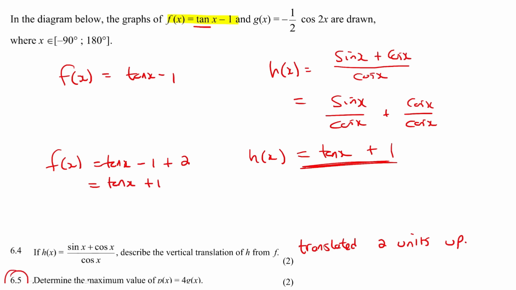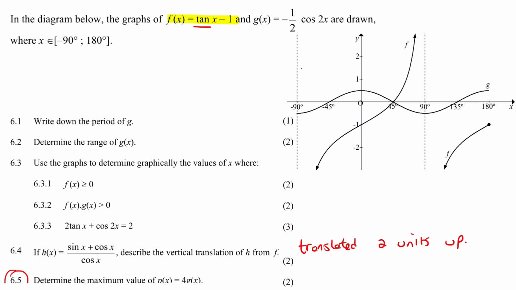This one, determine the maximum value of p if it's 4 times g. Well, if you look at the graph of g, it's the cos graph. What is its maximum value at the moment? Well, its maximum value is a half. So if you take 4 times that, well, that's just going to give you 2. So the maximum value of that must be 2.